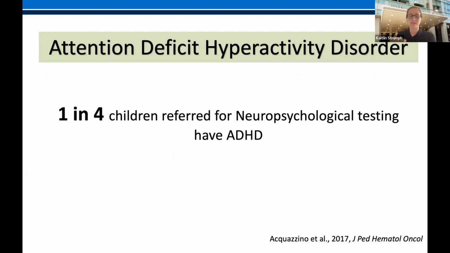This was a cross-sectional study that looked at patients ages 4 to 18 years old with sickle cell. These are patients that had already been referred for neuropsych testing, for whatever reason the hematologist or pediatrician had thought it was necessary. Of those patients, 1 in 4 children referred for testing have ADHD. So obviously very high.